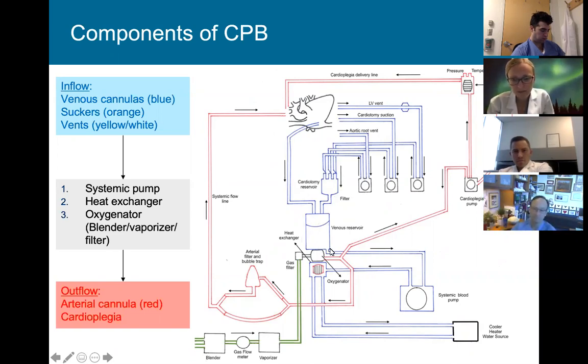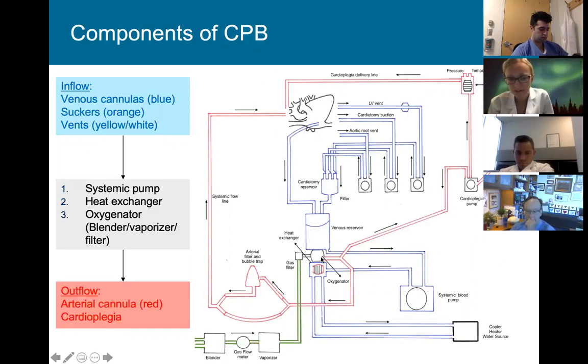From here, you then pump this through the systemic blood pump. For our system, it's a roller pump. This then goes to the heat exchanger, which is shown here. This heat exchanger itself is obviously connected to a water source to cool or heat the blood that comes through. Once you pass the heat exchanger, you go to the oxygenator, which is really the powerhouse. The oxygenator can have the blender, the gas flow meter, vaporizer, all of that coming into it.